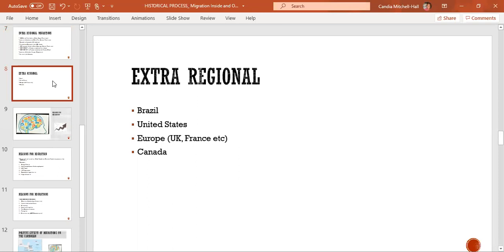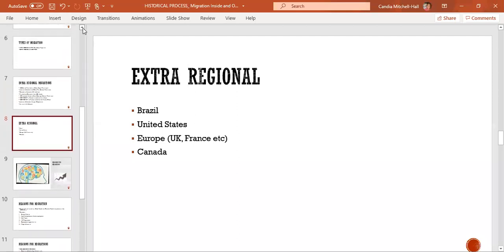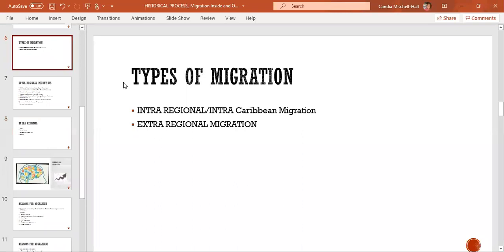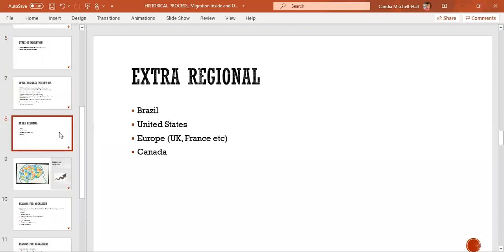Another thing is extra-regional migration. I mentioned that there are 2 types that the syllabus asks us to look at: intra-regional migration and extra-regional migration. Extra-regional migration is moving to other regions of the world, places like Brazil, the US, Europe, Canada.